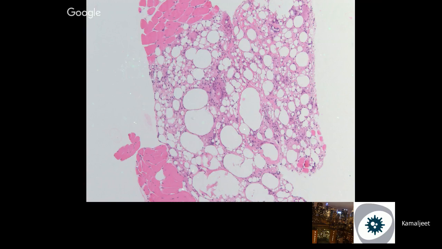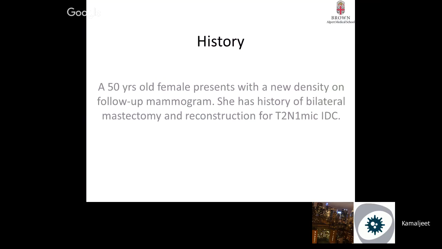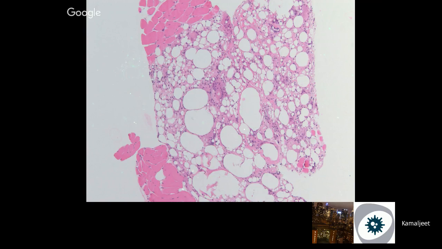So this is the last one. Brief history: the patient has a history of bilateral mastectomy with implant reconstruction and implant placement, and she develops a new density in her breast. And this is a biopsy of the density.